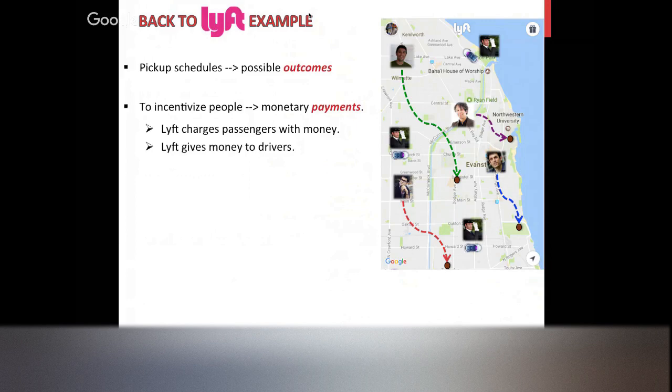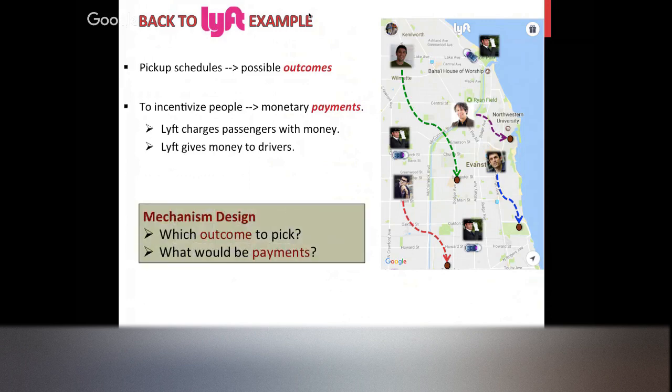Basically charging the passengers with positive monetary payments and charging the drivers with negative monetary payment, which means giving them some money. So the mechanism designer is picking an outcome and payments. And the question is which outcome to pick and what payments to charge, so that we have a mechanism that, at the end, when everyone is acting strategically, we maximize the social welfare.